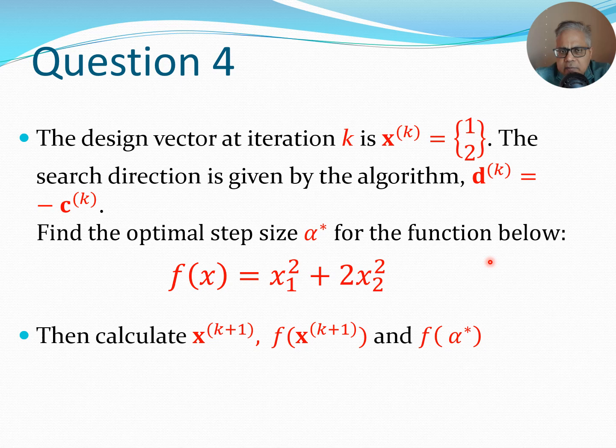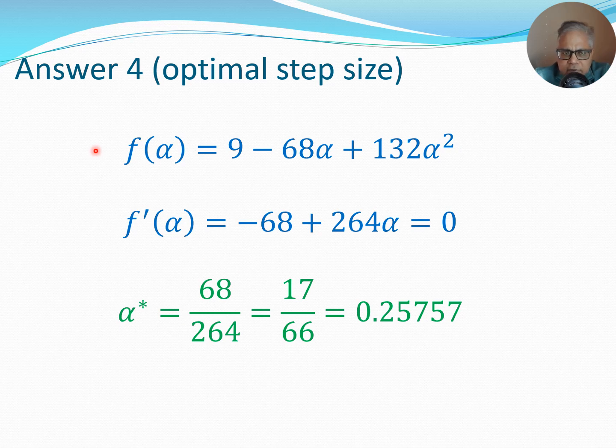Again, exactly the same problem. So we have xk is (1, 2), we have dk is minus ck, and now the question is to find the optimal step size here, alpha star, for the same function x1 square plus 2x2 square. We also need to calculate xk plus 1, f(xk plus 1), and the value of the function at this alpha star. So let us first try to get the value of the line search, or the optimal step size.